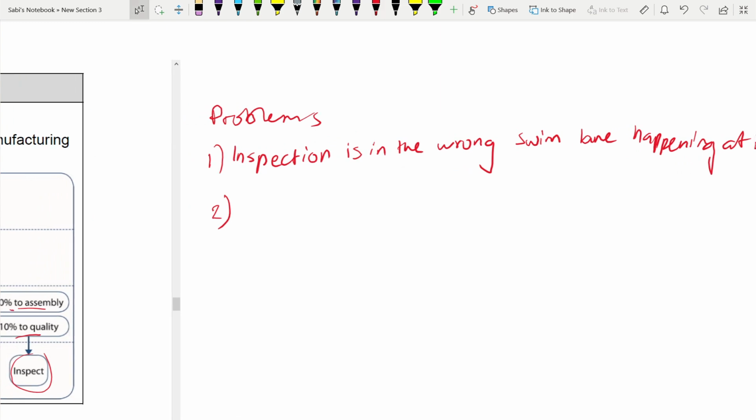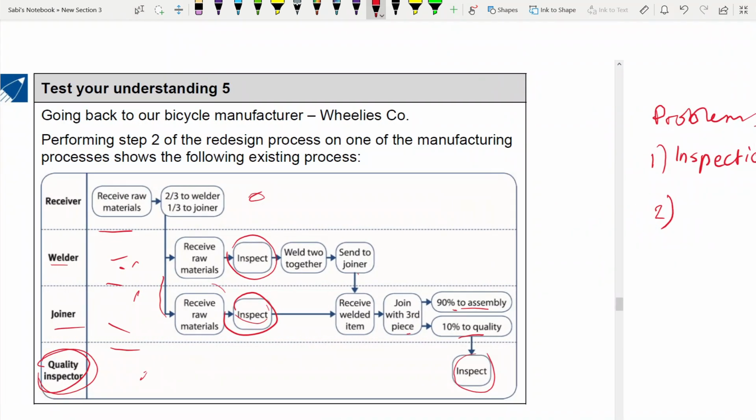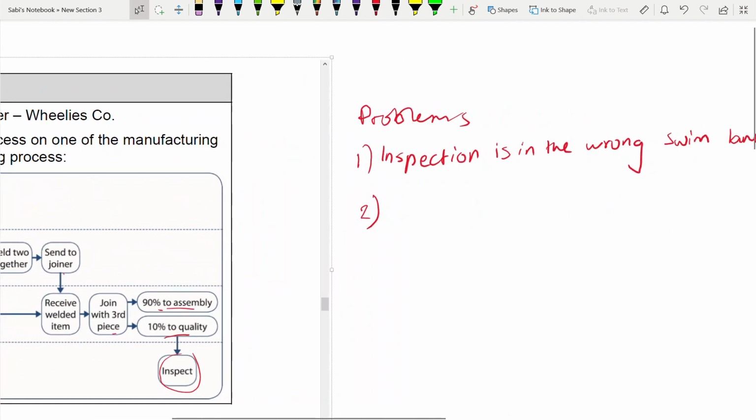What is the second issue? Inspection is happening after you have received the materials from the welder and the joiner. You see, right after you receive raw material, they're inspecting. Right after receiving raw material, they're inspecting. So that is the second problem.